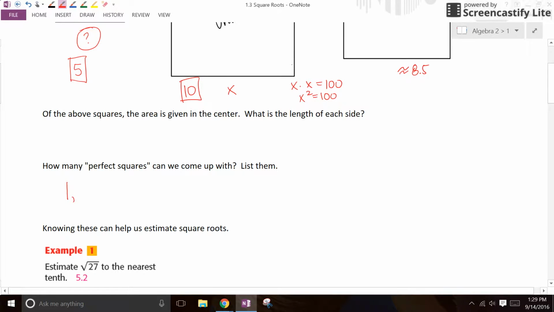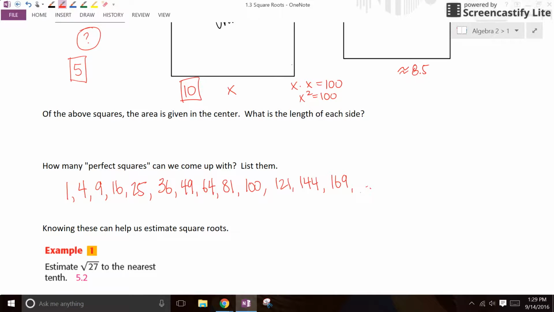I think 1's a perfect square, 1 times 1. What's 2 times 2? Well, that's 4. 3 times 3 is 9. 4 times 4 is 16. 5 times 5 is 25. 6 times 6 is 36. 7 times 7 is 49. 8 times 8, 64. 9 times 9 is 81. 10 times 10 is 100. 11 times 11 is 121. 12 times 12, 144. 13 times 13 was like 169, right? And so on. I think the next one was 196, 14 times 14. And then 15 times 15 is 225. So there's a bunch. You want to know as many as you can.